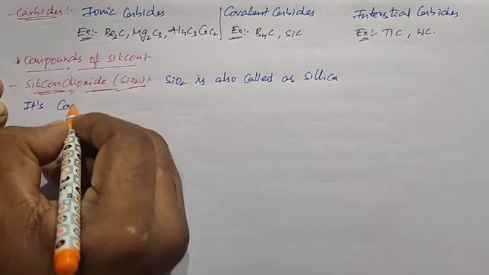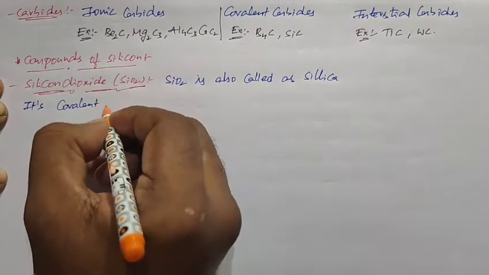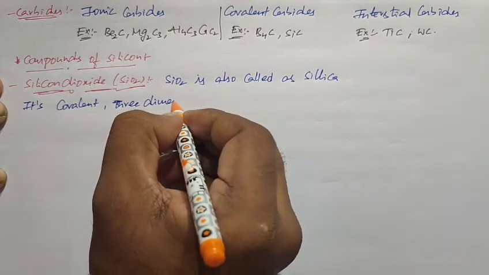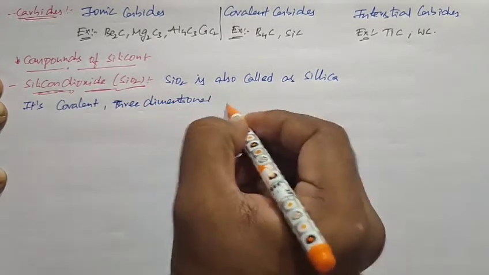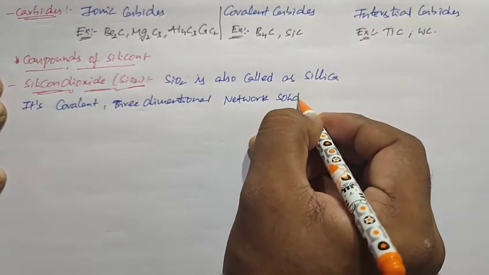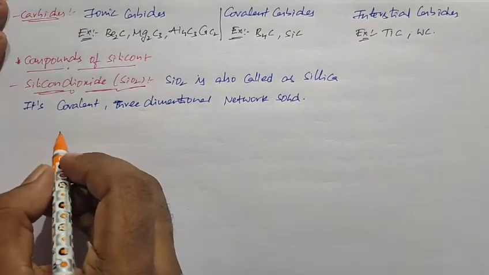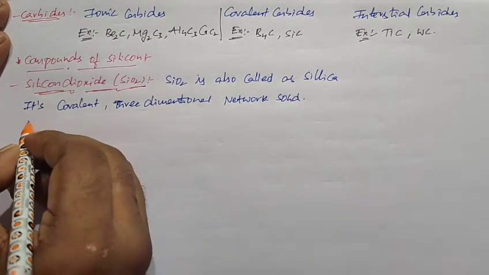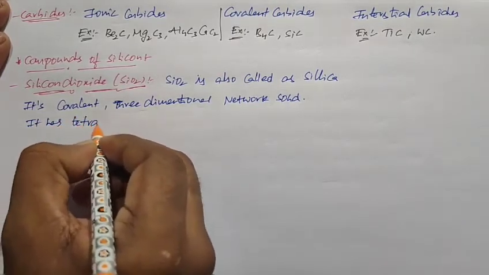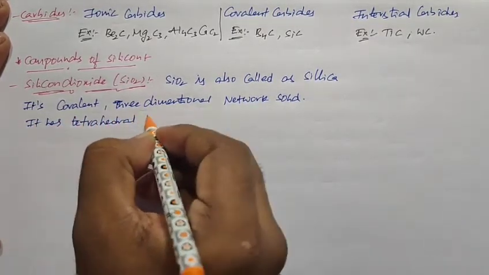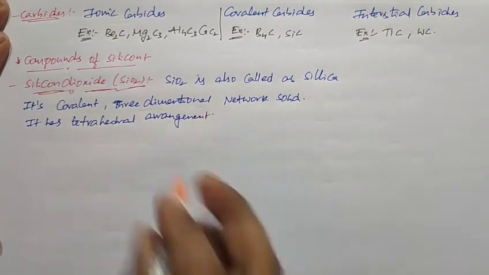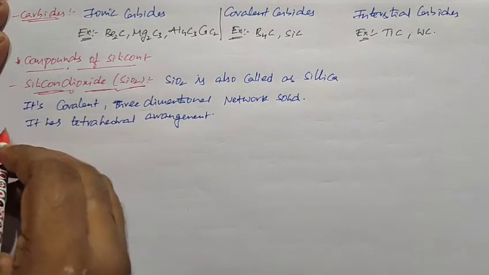It is a covalent three-dimensional network solid. It has a tetrahedral arrangement in three-dimensional space. And next one is silicones.